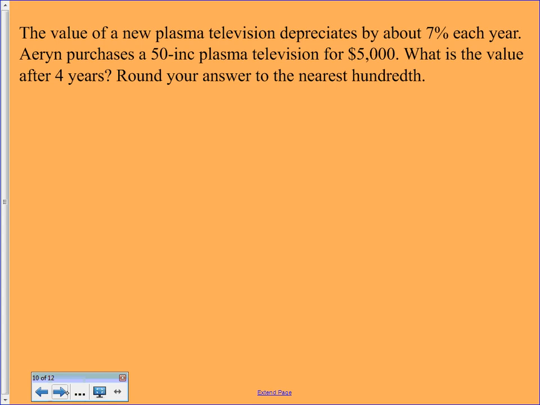Last but not least, let's look at this last problem. So we're talking about a plasma TV, and that should say inches, not ink. That doesn't make any sense. All right, so it's depreciating. Whenever you see the word depreciate, that means to go down. Appreciate means to go up. Depreciate means to go down. Okay, so we're talking about going down here. So I want you to read through this word problem, use 5,000 as your starting value, and I want to see if you can figure out what the value is going to be in 4 years. So set it up and solve it yourself. Once you're done with that, go ahead and take the quiz.